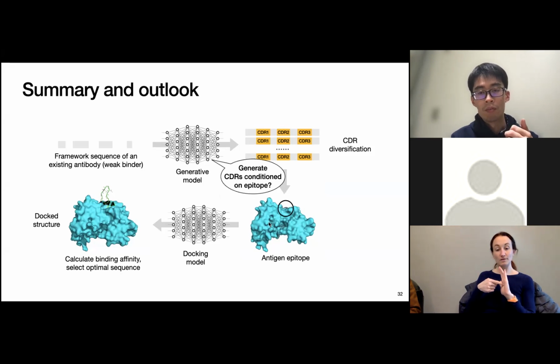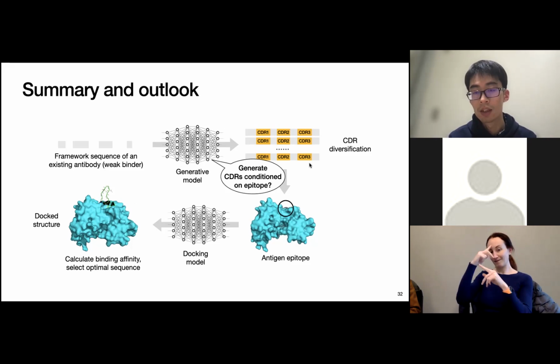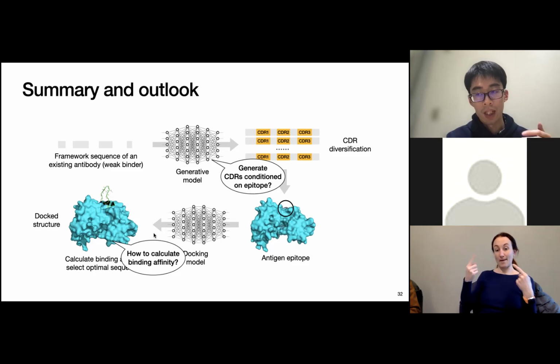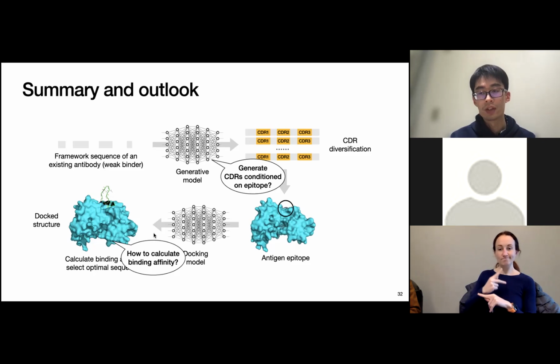For example, how to generate the CDRs conditioned on the epitope directly? For now, this generative model just proposes CDRs, while the docking model takes care of the antigen-antibody interaction. But maybe we can directly condition on the epitope and figure out the right CDR sequences. We don't know. Another question is how to calculate the binding affinity. So far, we only docked the CDR onto the epitope, but we still need extra work to rank different CDRs and select CDRs that will bind well.